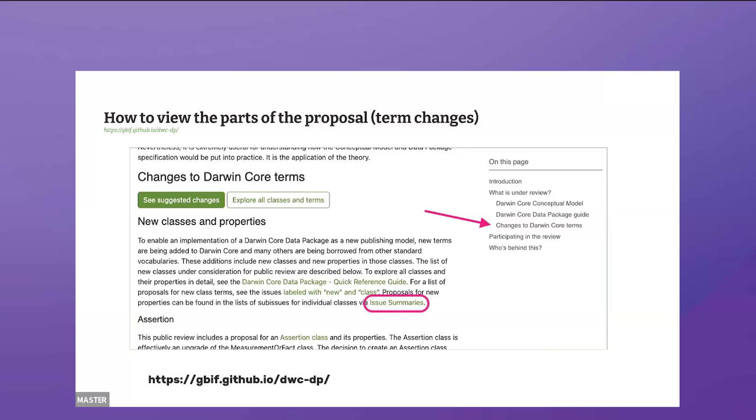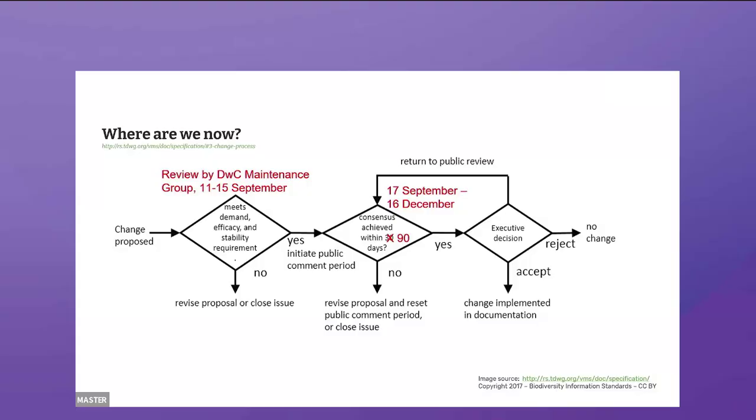The proposed term changes are also accessible via a link in the sidebar index. Because of the large number of proposed changes, I find it easiest to review the changes grouped by class using the issue summary link circled here. After carefully reviewing the proposal package and the user feedback and implementation experience report, the Darwin Core Maintenance Group approved moving the proposal to public comment in September.